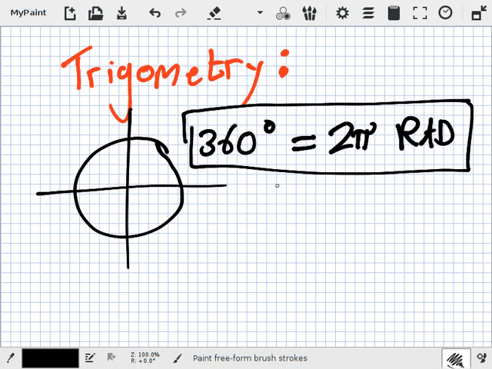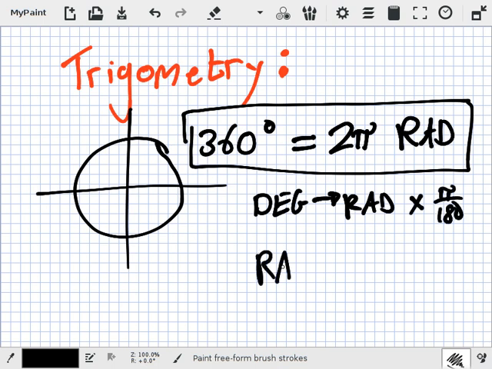So that means if you want a shortcut, if you need to convert from degrees to radians, what you do is you multiply by pi over 180. And if you need to convert from radians to degrees, you multiply by 180 degrees over pi. Okay, can you just write this down now? I'm sure some of you have seen radians before.